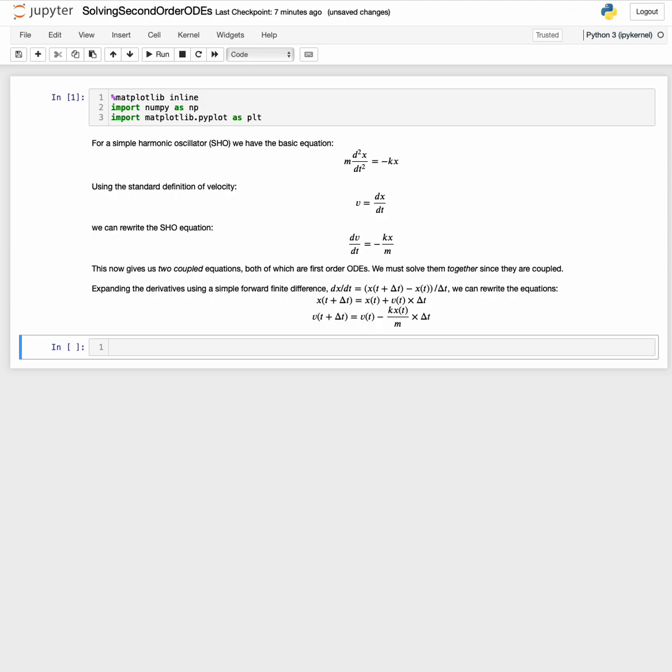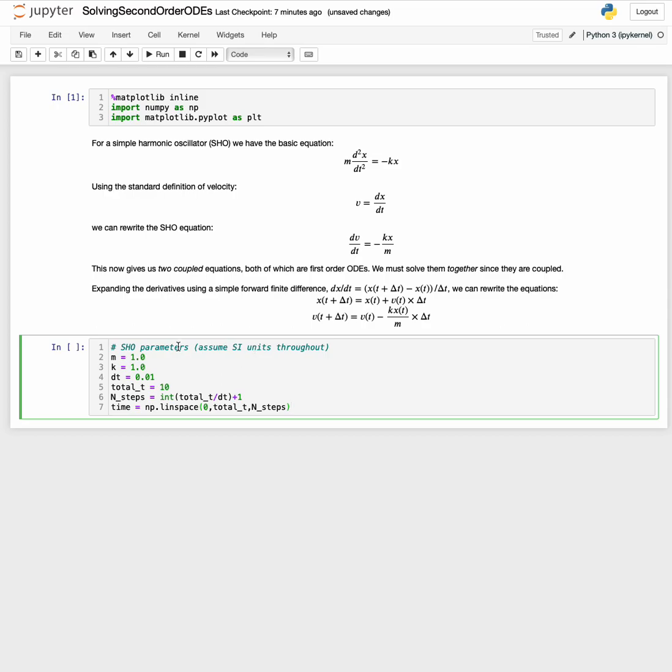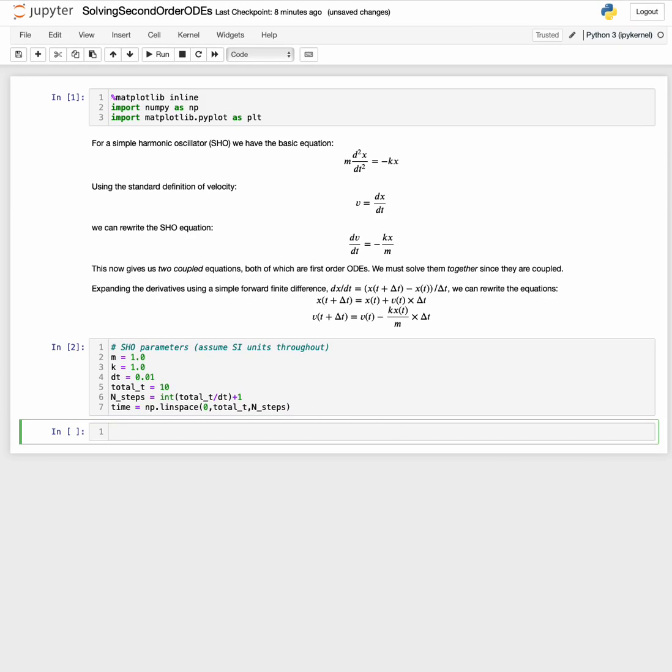So I'm going to start off just by pasting in some very simple parameters here. The simple harmonic parameters, I'm assuming SI units, so the mass is 1, the spring constant is 1, the time step is 0.01. We'll look at that in a moment. I'm defining a total time of 10 because I've got m and k both 1. We know from very simple maths that the simple harmonic oscillator will go through a single oscillation in about 6.28 seconds. That's 2 pi seconds. So 10 will give us more than one oscillation. And I create an array of time steps. Okay, so that's just written that.